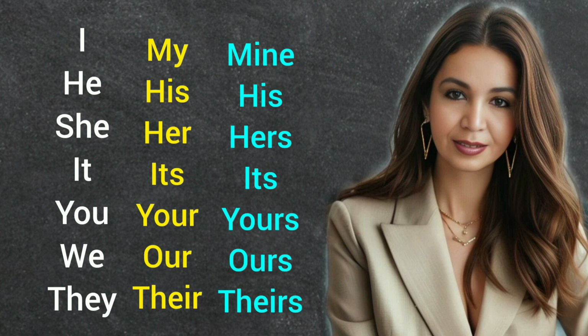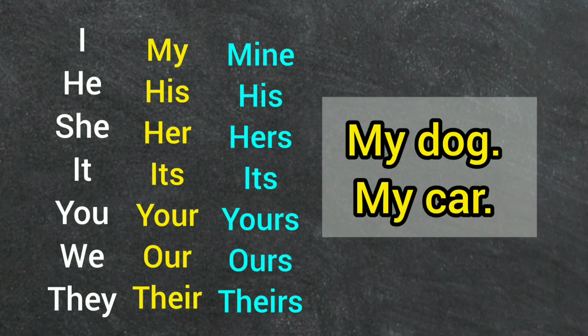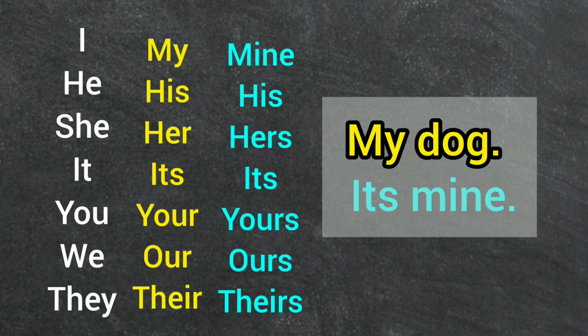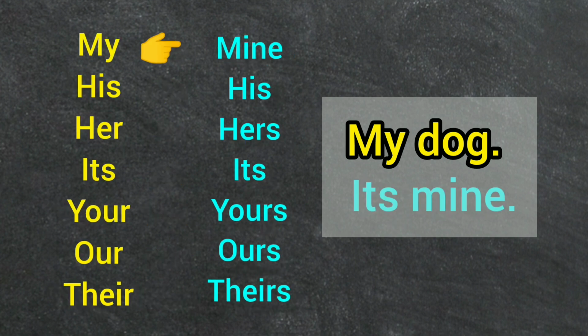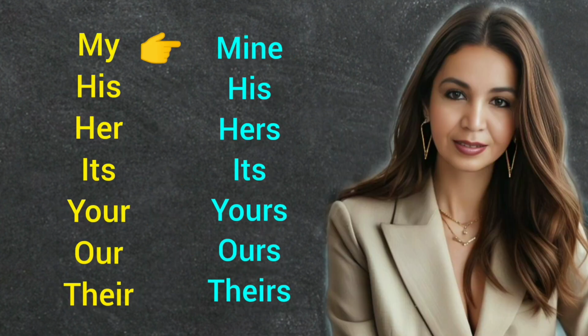But they are used a little bit differently. In the possessive adjective, we have to put a noun after. For example, my dog, my car. But in the possessive pronoun, we don't have to put a noun after it. You can just say it's mine. So my becomes mine. Let us have a look.